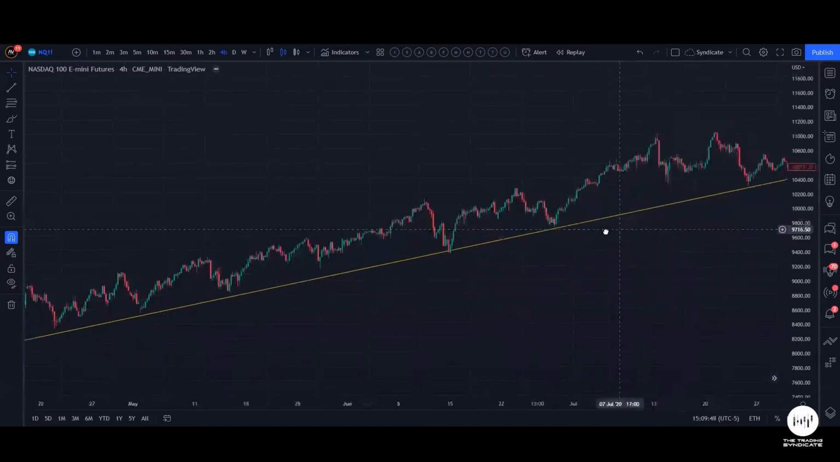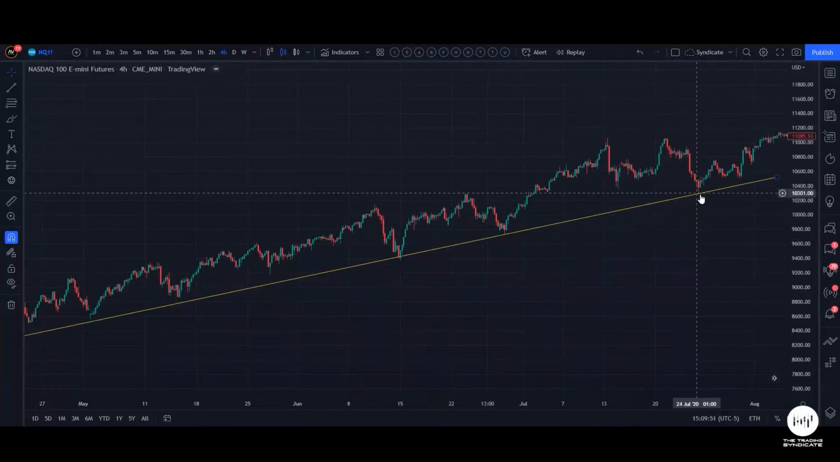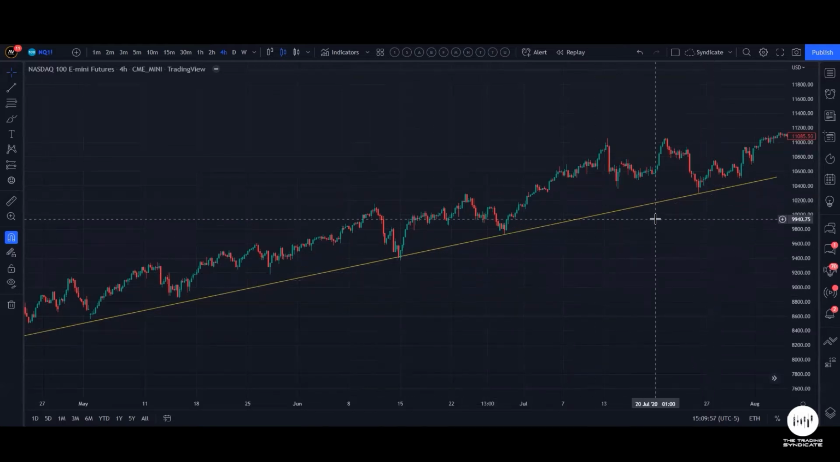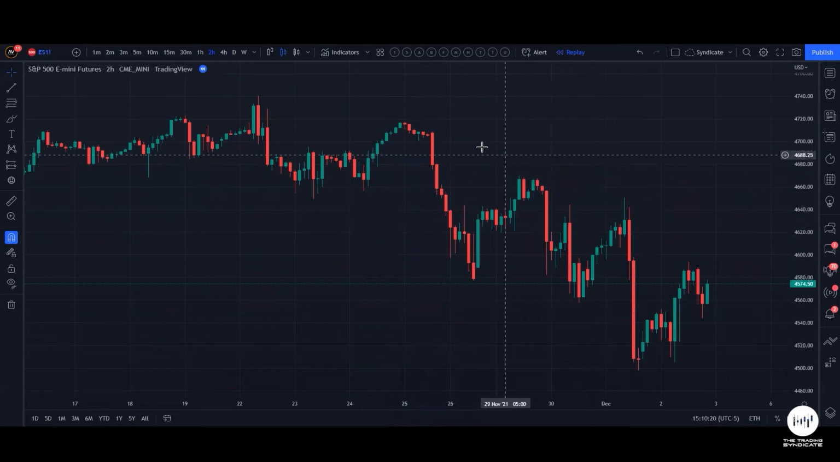So if we're going to go forward and take a look, notice what happens the next time it approaches this level. We get a nice bounce off of it as well. And there's no price action occurring below it. For if there were price action occurring below it, we would use those lows to identify the trend line. Now take a look at this trend here.